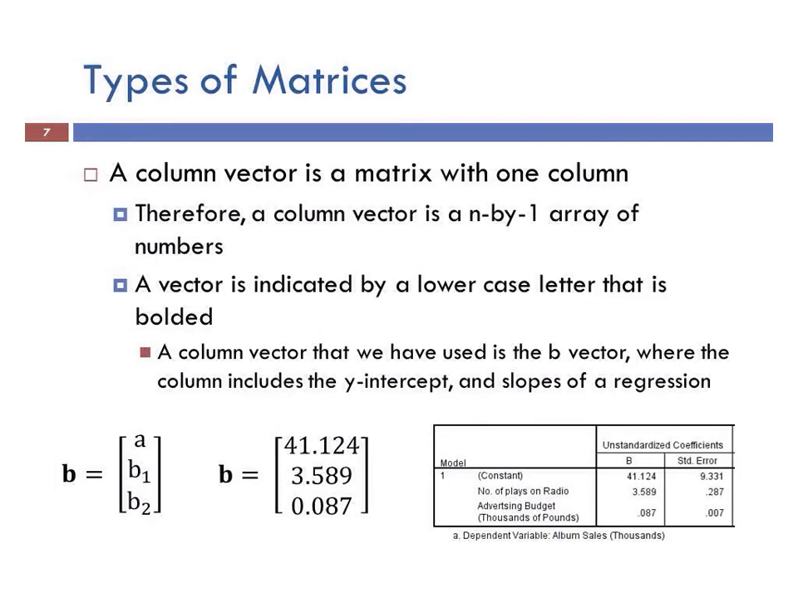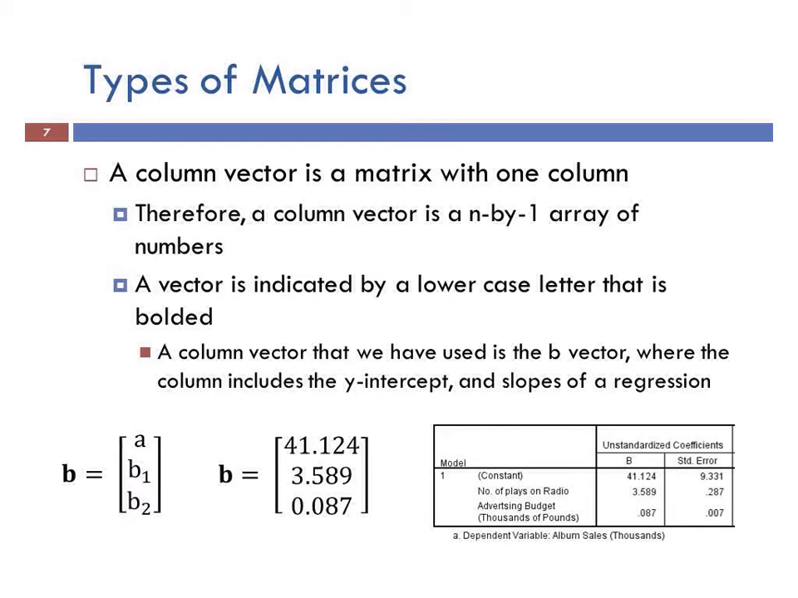A column vector is a matrix with only one column. Therefore, it is a vector that is an n by one array of numbers, where n is the number of rows. A vector is indicated with a lowercase bolded letter. A vector that we've used in this class is called a b-vector, which is what you saw when you looked at our regression coefficients, where in the b-vector the first element is our y-intercept, and then we had our two unstandardized slopes.